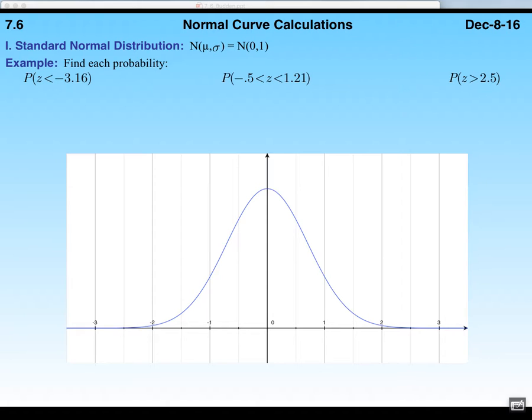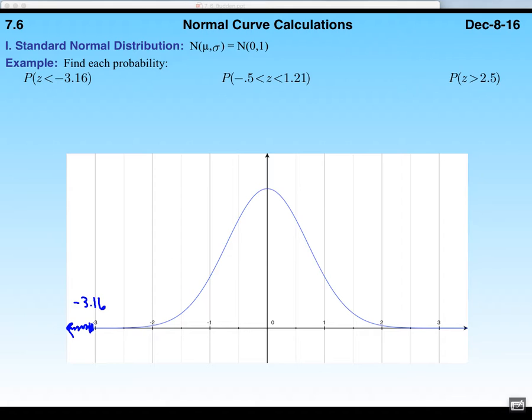Okay, just do the first one. You can do the other diagrams later, okay? Probability that z is less than negative 3.16. Anytime you have a problem like this, you need to mark where it is. So this is negative 3.16, and you need to show me what you're calculating. So the probability is everything to the left of it.